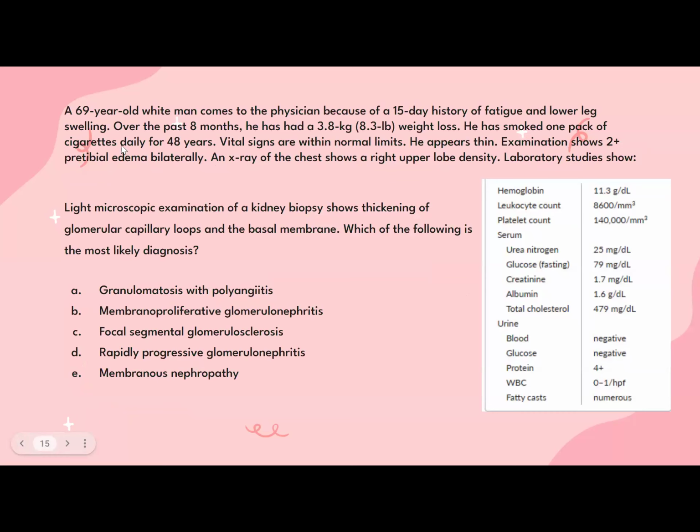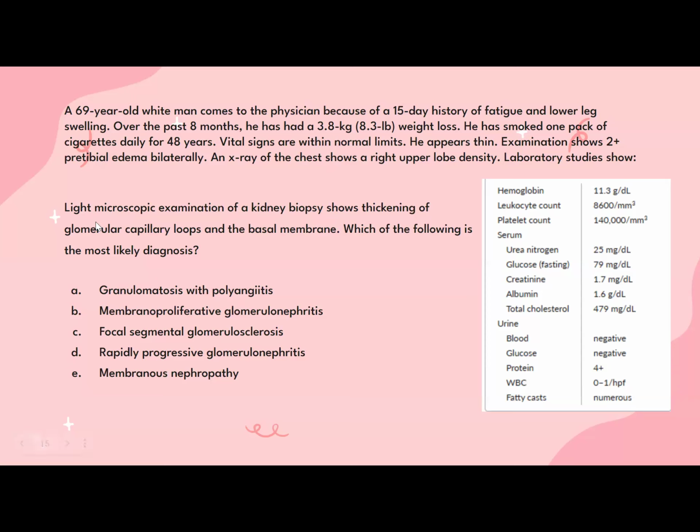All right, next question. A 69-year-old white man comes to the physician because of a 15-day history of fatigue and lower leg swelling. Over the past 8 months, he's had a 3.8 kilogram weight loss. He smoked cigarettes daily for 48 years. He appears thin. Examination shows 2+ pretibial edema bilaterally. An X-ray of the chest shows right upper lobe density. Laboratory studies show the following.